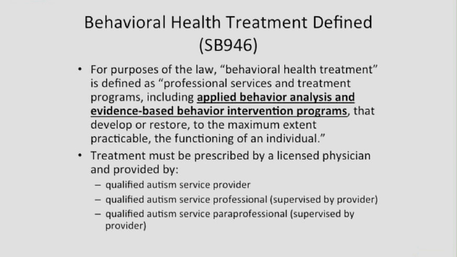So SB 946, in a nutshell, says that behavioral health treatment is defined as professional services and treatment programs, including applied behavior analysis and evidence-based behavior intervention programs. And the treatment must be prescribed by a licensed physician, and then it's provided by what's called a qualified autism service provider, who can supervise either a qualified autism service professional or a qualified autism service paraprofessional. So we will get into what that looks like a little bit later with what the service delivery models actually look like. The important thing to note here is that we are looking at evidence-based practices, though.